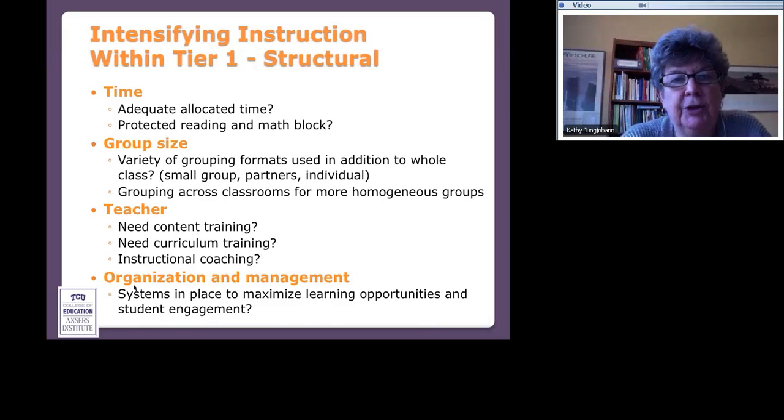Another way to intensify instruction within Tier 1 is around organization and management. If you go into a classroom, are there systems in place that maximize learning opportunities and student engagement? Are there routines that students use so that they're on task and so that their instructional time is maximized? And this is often an overlooked area, but a very important one that really dovetails with the amount of allocated time for an instruction. Even if students are there, are they maximizing their time in terms of being engaged and on task?